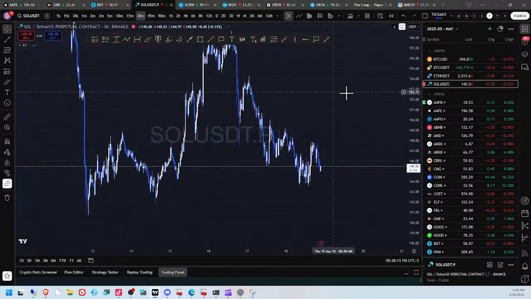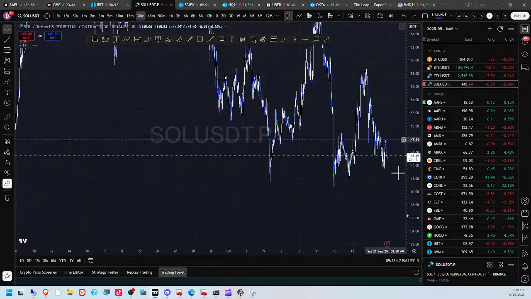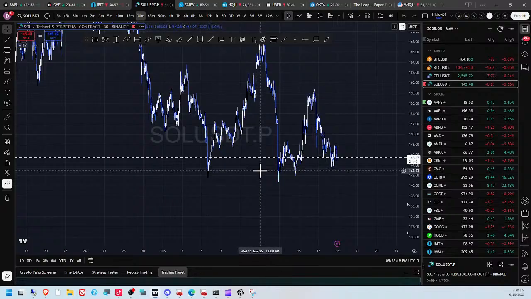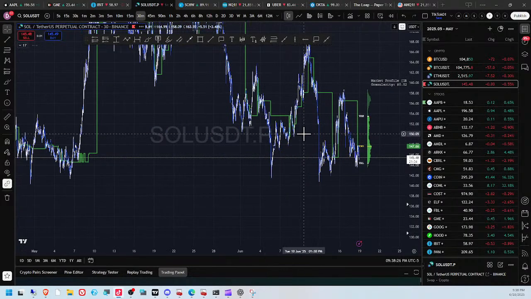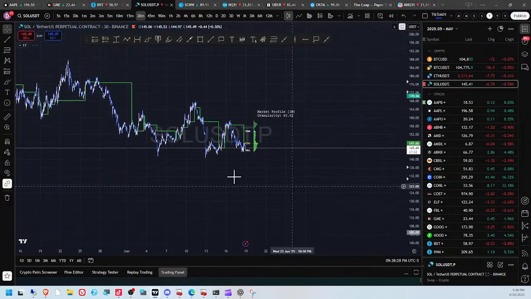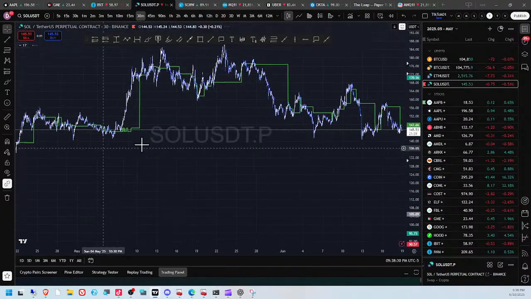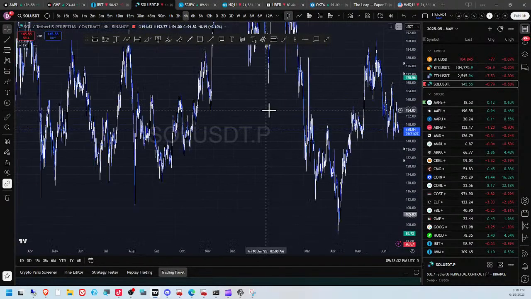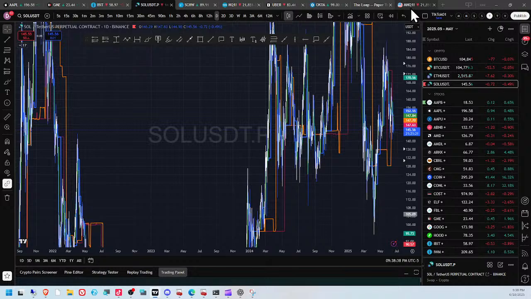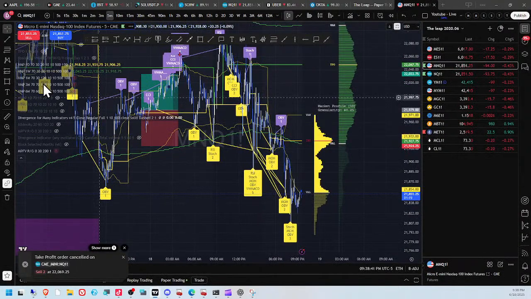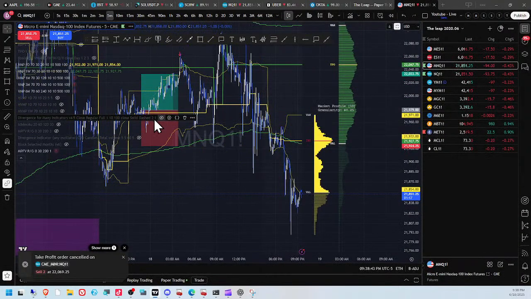Now for Solana. Let's check out my drawings. We might have to wait for the indicators to load. Was this the chart I was using? Maybe it was longer term, or maybe it was a different layout. I think this was it.